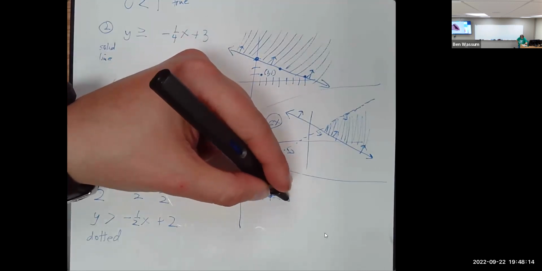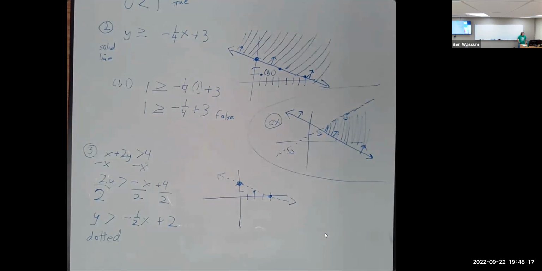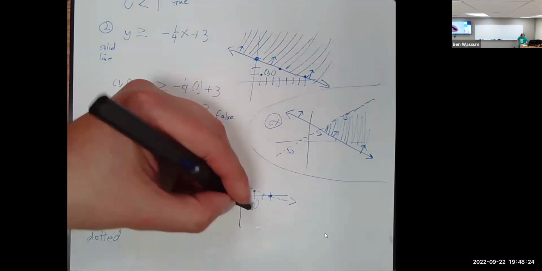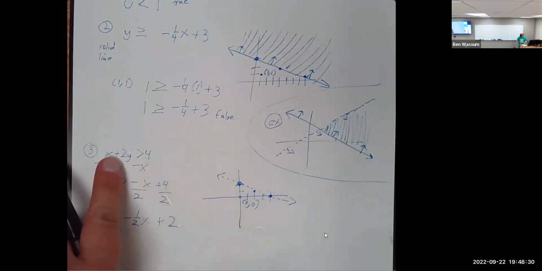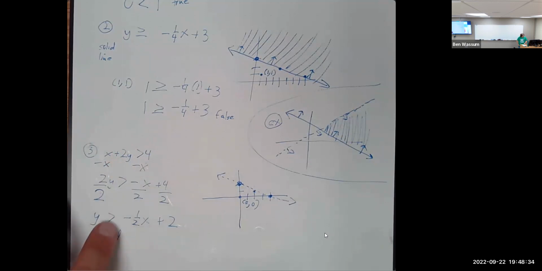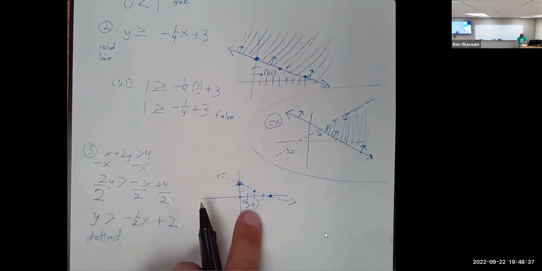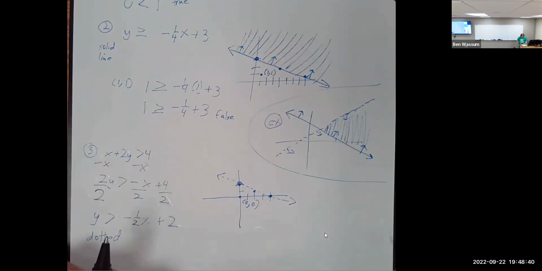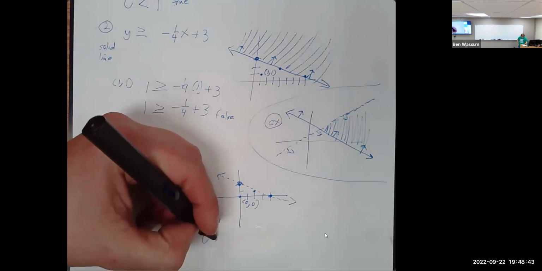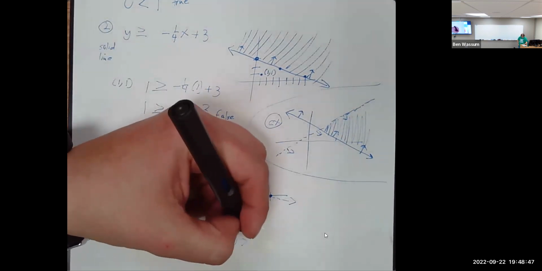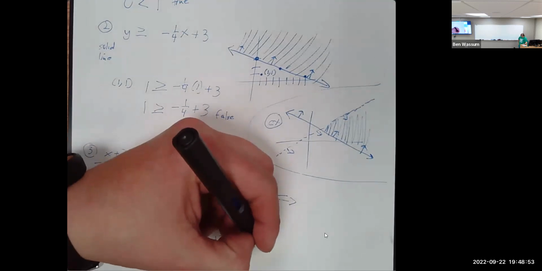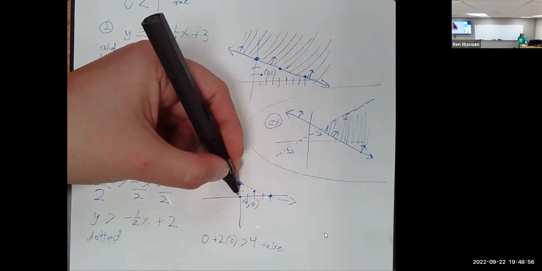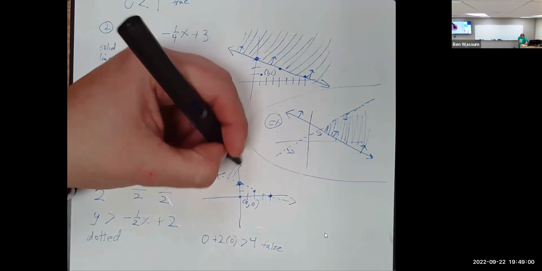So we just do this. We pick a point on either side of the line, like say 0, 0, and plug it into our equation. You could do either one, our original or our cleaned up version. Since all my variables are over here, I'm going to go back to the original. 0 plus 2 times 0 is greater than 4. Well, that's not right, right? 0 is greater than 4? No, false. So if it's false right here, then it's true on the other side. So we shade the other side.